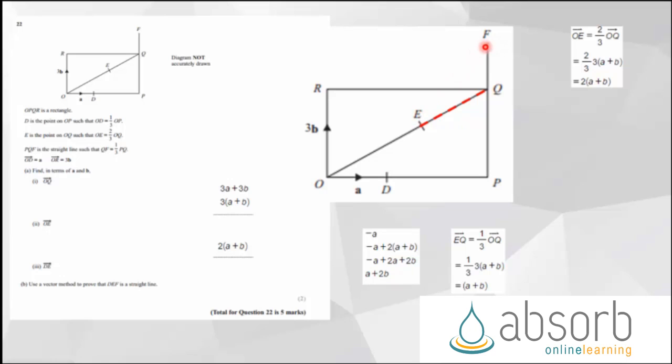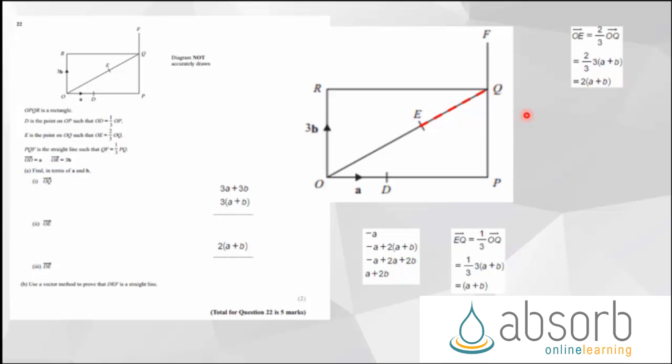That's this part here. And we can see that EQ, we're told, is 1/3 of this distance here. Well, we aren't actually told it in the question. We can assume that because we know that OE is 2/3 and therefore EQ must be 1/3. And we already know what OQ is. We already know it's 3A plus B. So we're finding 1/3 of 3A plus B, and that just gives us A plus B. So we know that that distance there, that direction, that vector is A plus B.